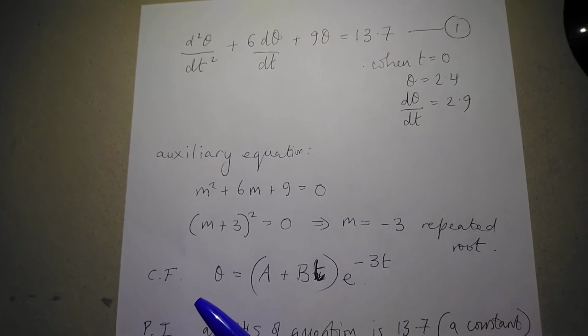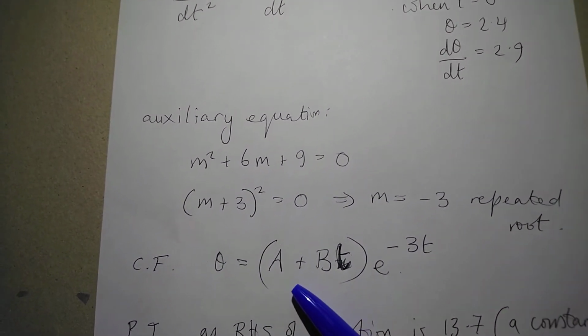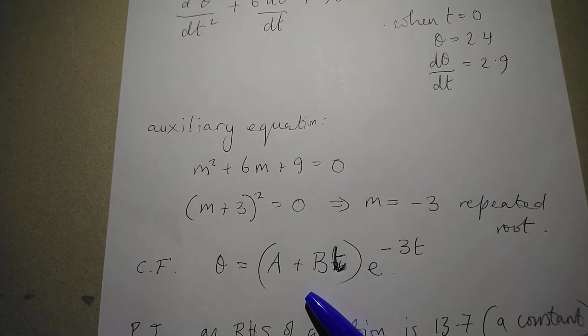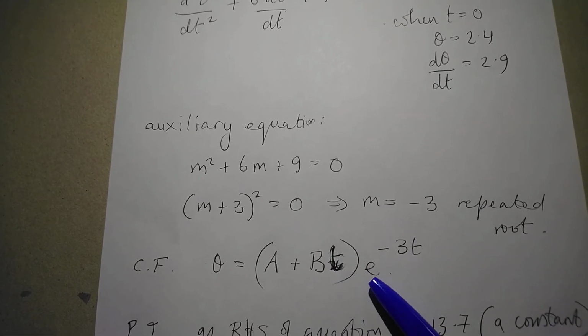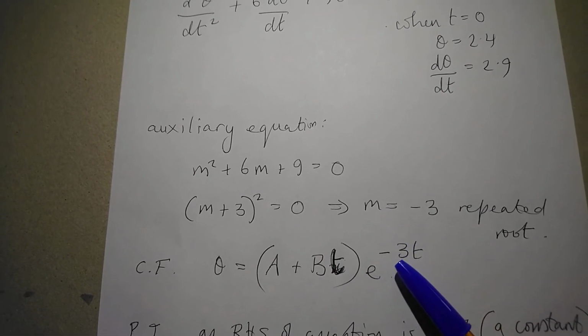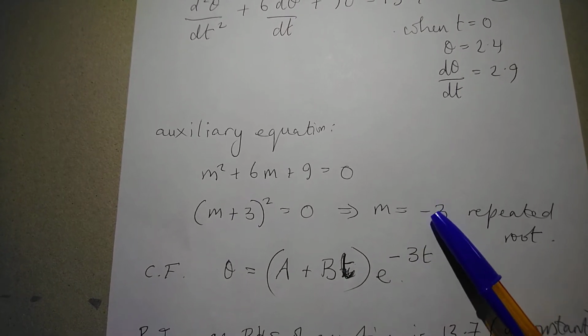So this means that the complementary function will take the form of (a plus bt) multiplied by e to the negative 3t, and it's negative 3t because we've got a negative 3 here.